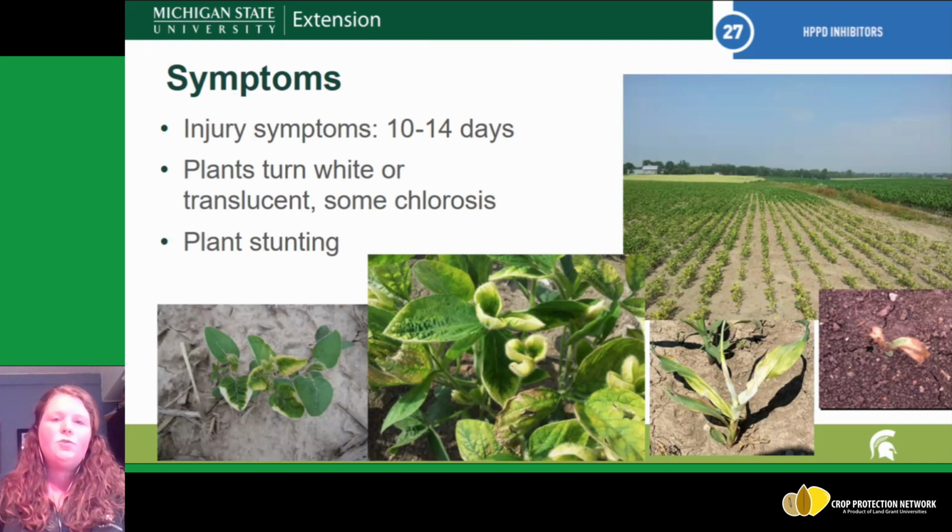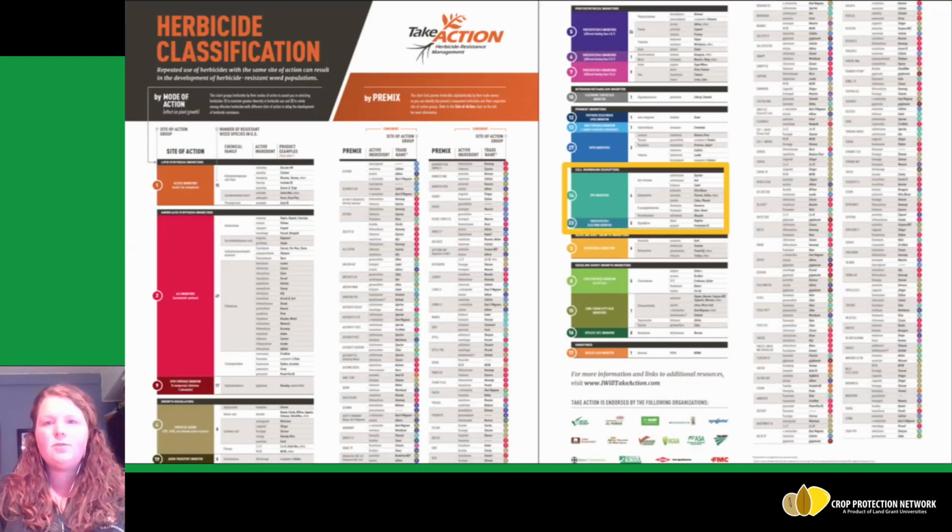Symptoms usually show up within 10 to 14 days. Once again, the plants turn white or translucent. Sometimes we see chlorosis, but most of the time we see this bright bleaching, which you can see on most of the pictures on your screen right now, just how bright that foliage does turn. And then you can also see some plant stunting, but normally the bleaching symptom is what we link with group 27s.